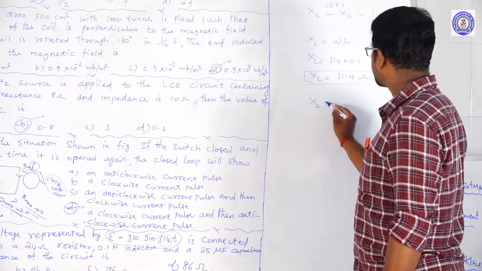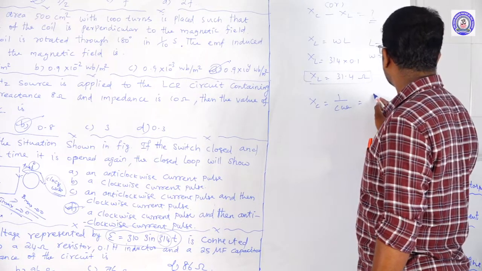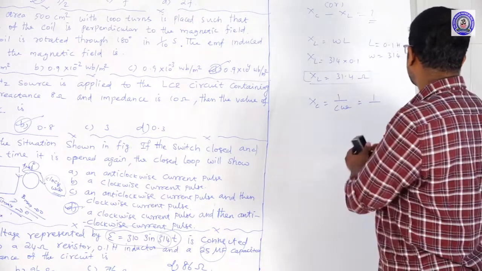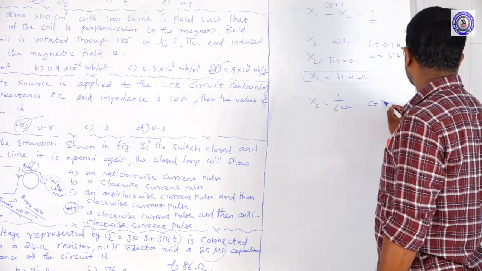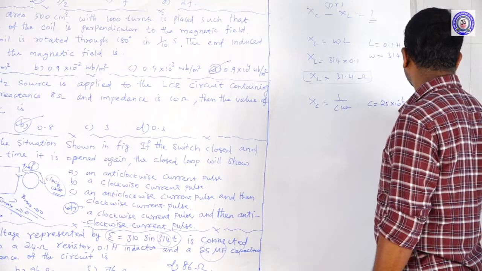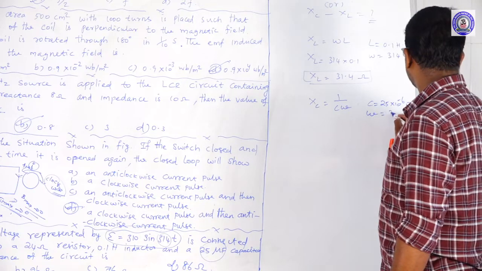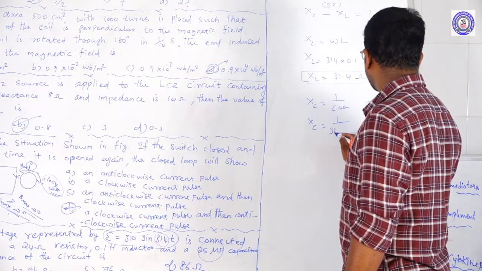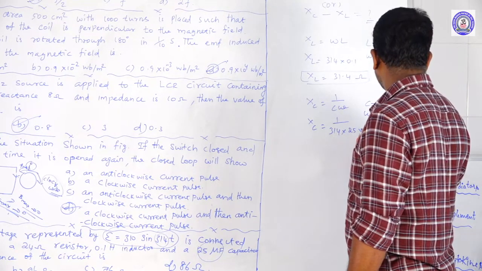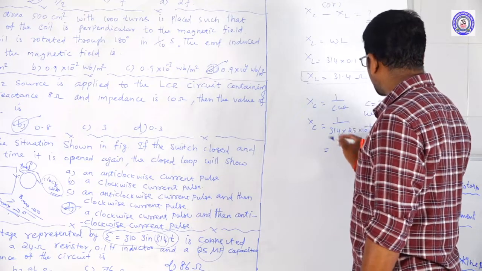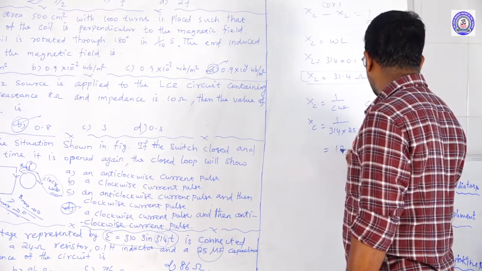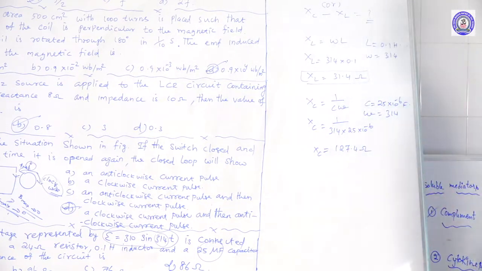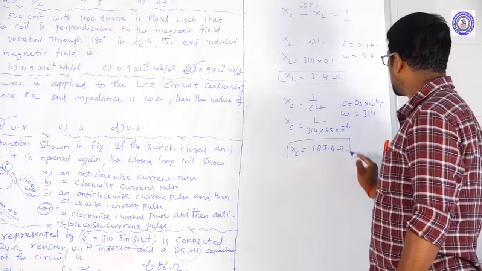Similarly, the capacitive reactance XC is equal to 1 divided by C omega. Right? The C value is 25 microfarad, or 25 into 10 power minus 6 farad, and the omega value is the same, 314 radian per second. So XC is equal to 1 divided by 314 into 25 into 10 power minus 6. After simplification, the XC value becomes 127.4. So the XC value is 127.4 ohm and the XL value is 31.4 ohm.